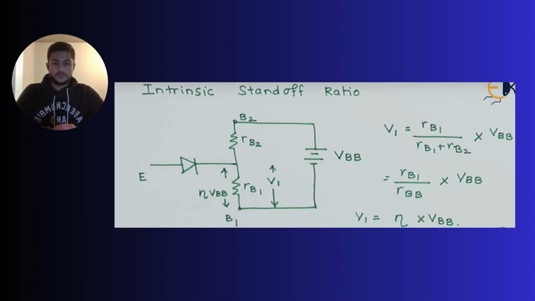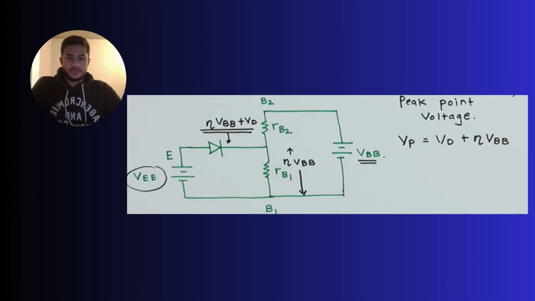The intrinsic standoff ratio eta, which is an important parameter in a UJT, is equal to RB1 over RBB, the sum of RB1 and RB2. Applying a voltage supply of VBB, the voltage across RB1 is easily calculated to be eta times VBB, through simple voltage division. Now, knowing the intrinsic standoff ratio and adding up the voltage at RB1 with the diode voltage, we come up to a key parameter Vp, the firing voltage, which is expressed by the formula on the slide.